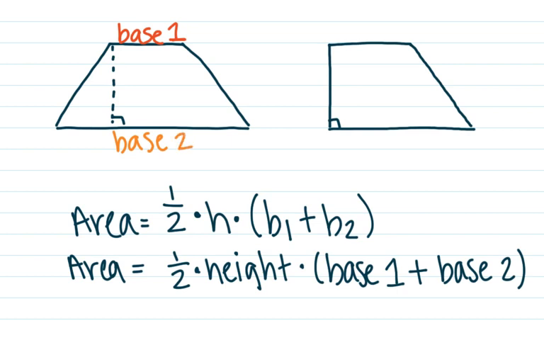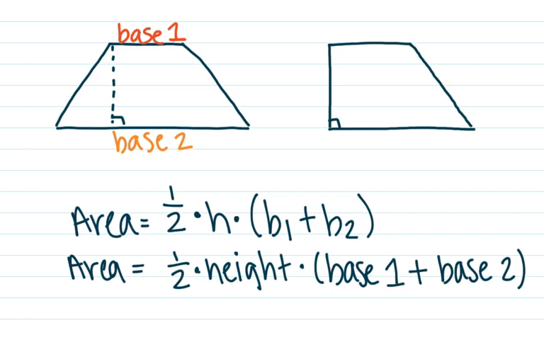Now, in all of our other shapes, the bases have been the same size. So rectangles, the bases, the top and the bottom, are the same size. Parallelograms, the bases are the same size. In a triangle, you only have the one base. And so this shape, there are two bases and they are different sizes. And so you have to add them together to get one like mega base. And so those are your bases.